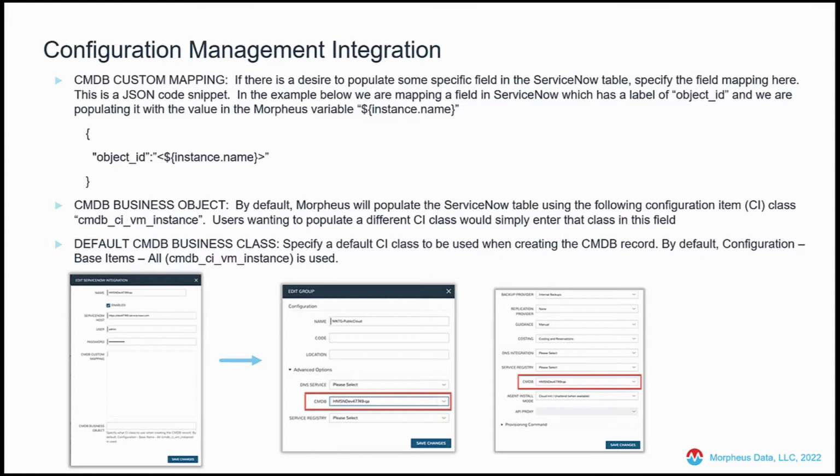Today, we're going to take a look at customizing that CI mapping between Morpheus and ServiceNow to add additional fields between Morpheus and ServiceNow to update certain attributes that are needed inside of that CMDB table. Let's go ahead and take a look.